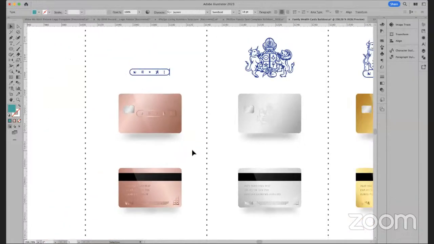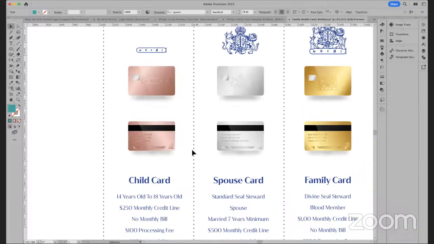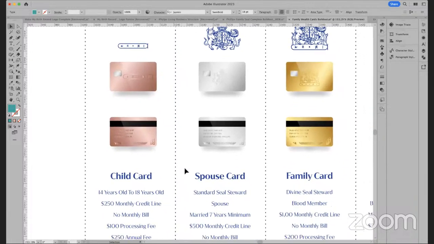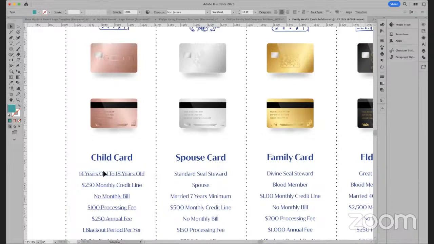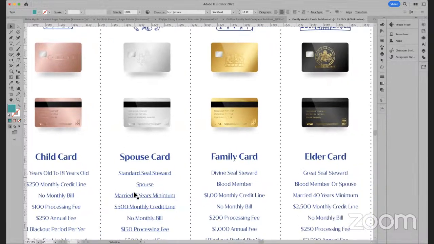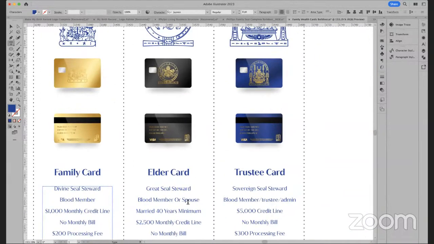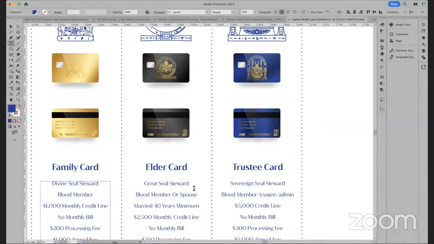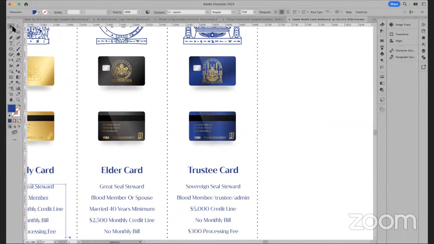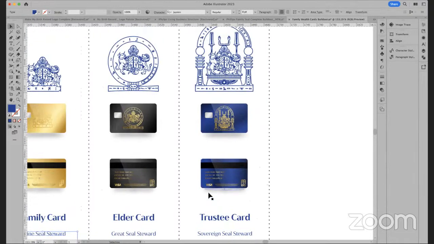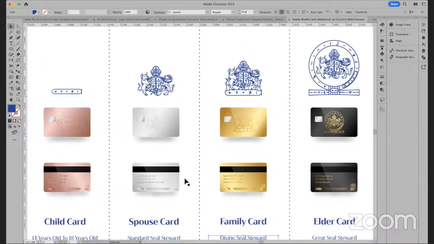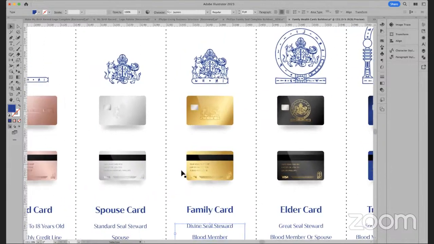You see, so I have certain guidelines for the different cards and who's able to get them. A kid's card would get just $250 a month, a spouse can get $500. A bona fide family member would get $1,000 a month. And then the elders would get $2,500 a month. And the board of trustees actually have a card as well. Each card has a different design or a seal that corresponds to that person.